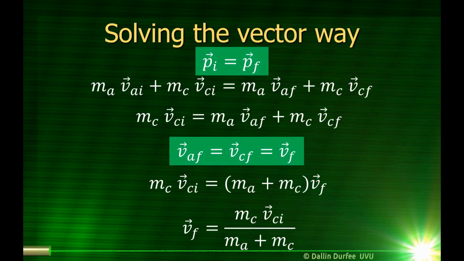We could also solve this using components. So here we wrote momentum and velocity as vectors. But if momentum is conserved, that means that each of the individual components of momentum have to be conserved. If P initial equals P final, that means the x component of the initial momentum has to equal the x component of the final momentum, and the y component of the initial momentum has to equal the y component of the final momentum.